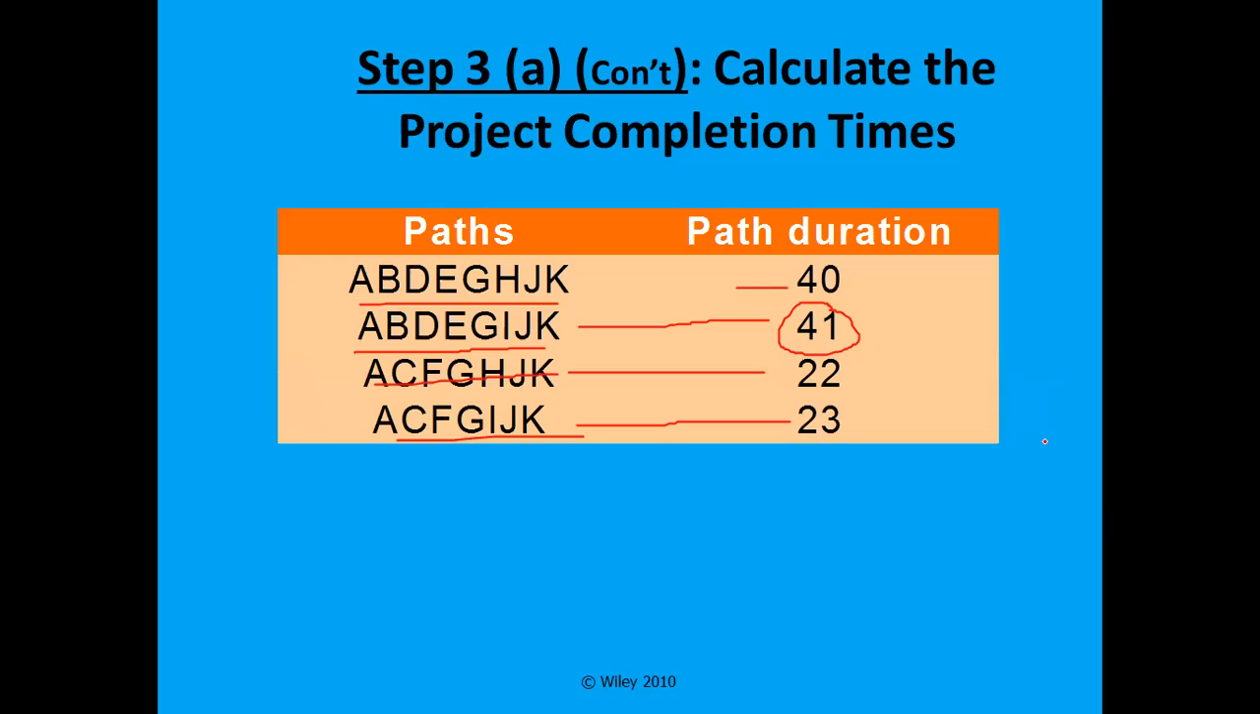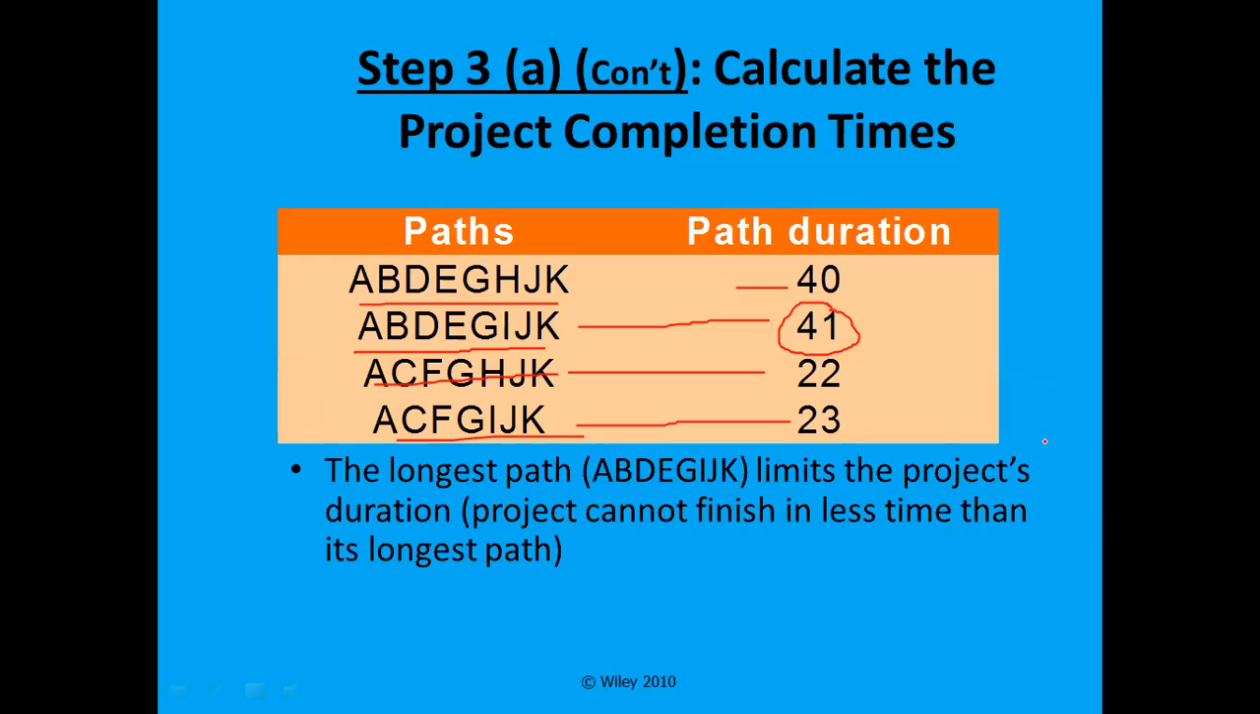Next, now what is the next thing? The longest path limits the project duration. So the project cannot finish in less time than the longest path. Why did we take the maximum number? Because beyond this we don't have any other number in order to finish the project. So the project cannot finish in less than the time of its longest path.